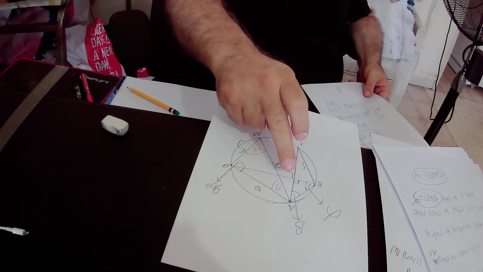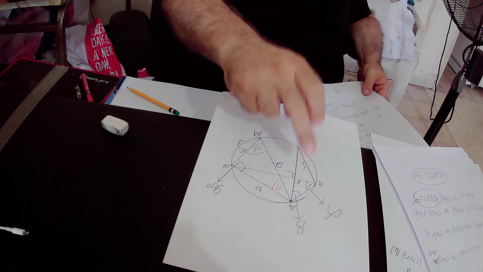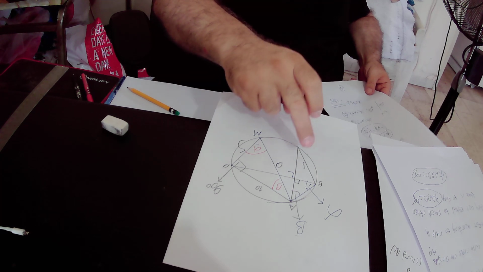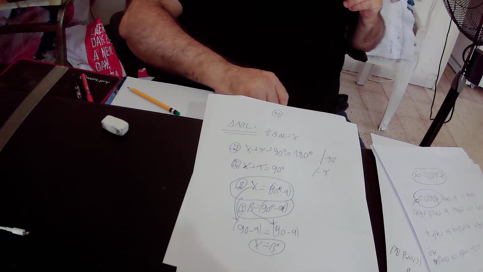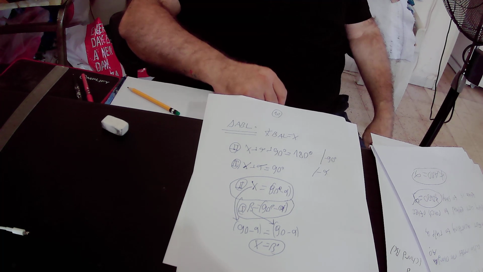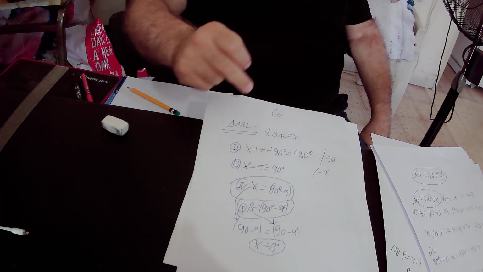As you can see here, x plus alpha plus 90 degrees is the sum of the angles in the right triangle ABL. It equals 180 degrees. So this is our second equation, and we got that x equals 90 degrees minus alpha from the second equation.